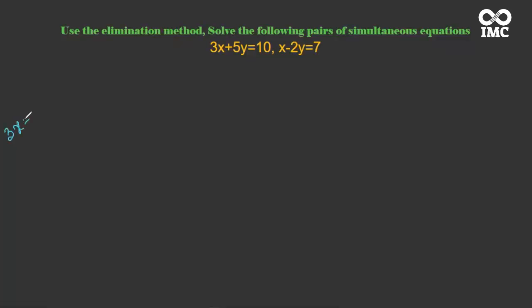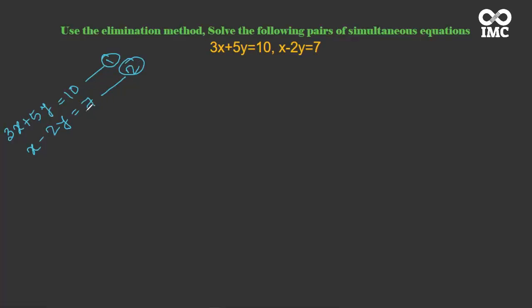At first we can say there are two equations. 3x plus 5y equals 10, this is equation number 1. And x minus 2y equals 7, this is equation number 2. So this is equation number 1, and this is equation number 2.